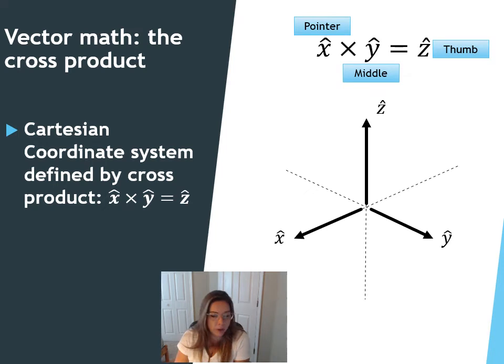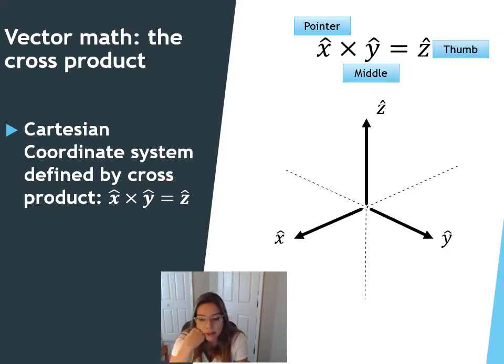So in the Cartesian coordinate system, like I said, it's actually just a definition of the Cartesian coordinate system, that these vectors are perpendicular to each other. So x hat is perpendicular to y hat, is perpendicular to z hat. All combinations of that, all three of those unit vectors are mutually perpendicular. And they are defined by this cross product here, that x cross y is equal to z. So using our right-hand rule, x is your pointer, y is your middle, z is your thumb.